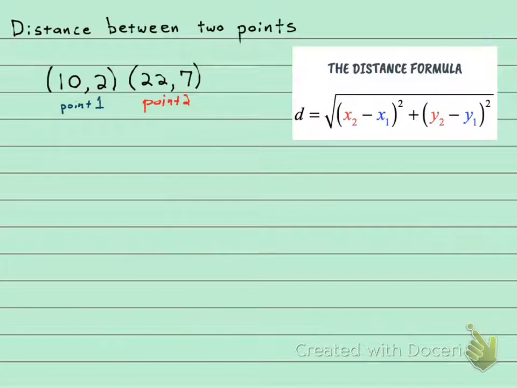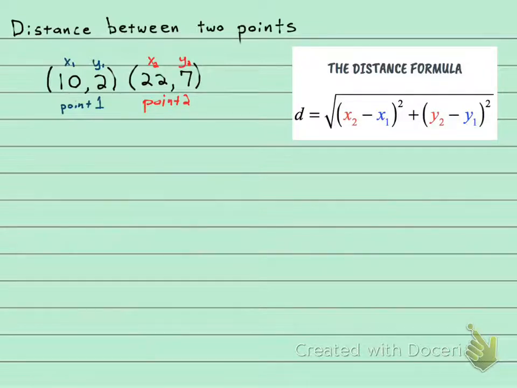So the 10 is the x value of point 1, so we call this x sub 1. The 2 is the y value of point 1, so we call it y sub 1. The 22 is the x value of point 2, and the 7 is the y value of point 2. And if you label your points, then all you have to do is just plug them in here, here, here, and here.